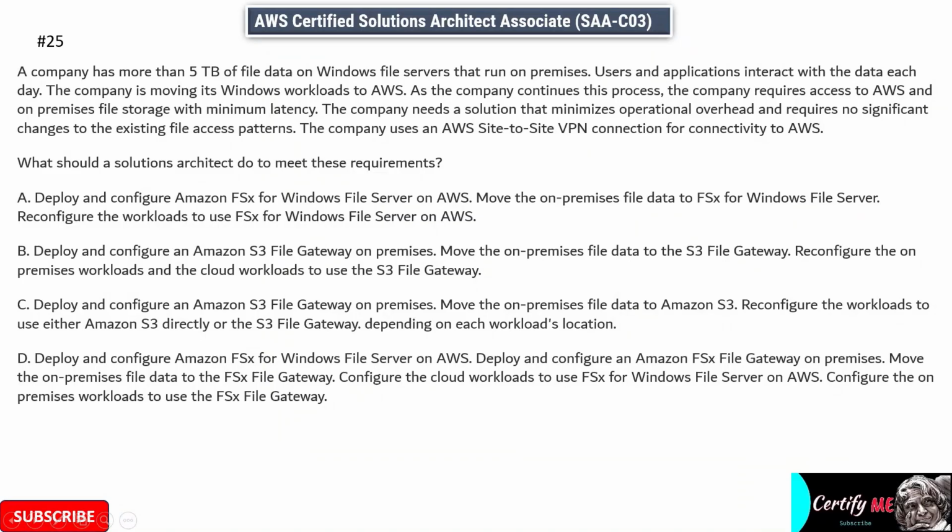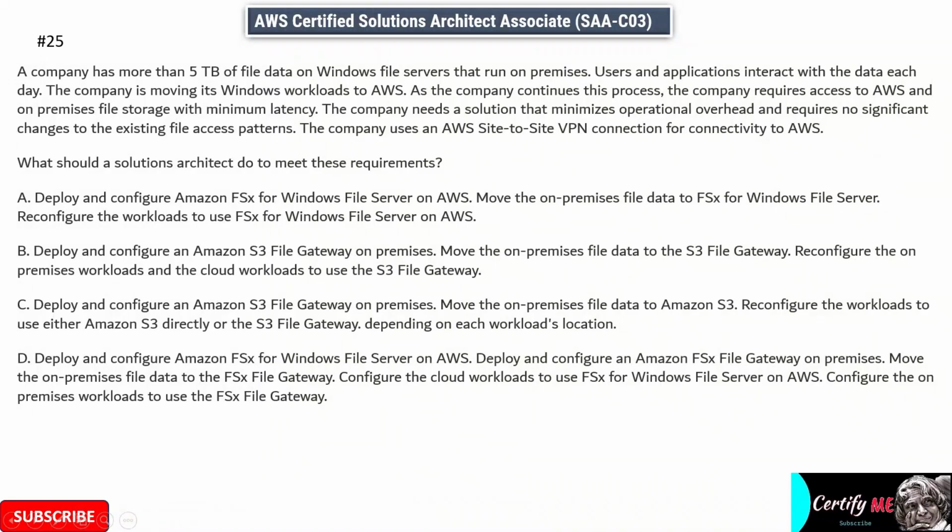Option A. Deploy and configure Amazon FSx for Windows File Server on AWS. Move the on-premises file data to FSx for Windows File Server. Reconfigure the workloads to use FSx for Windows File Server on AWS. Option B. Deploy and configure an Amazon S3 File Gateway on premises. Move the on-premises file data to the S3 File Gateway. Reconfigure the on-premises workloads and the cloud workloads to use the S3 File Gateway.